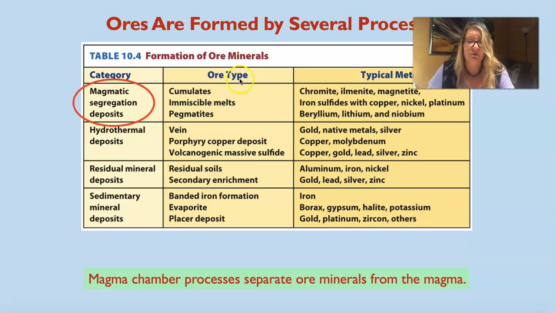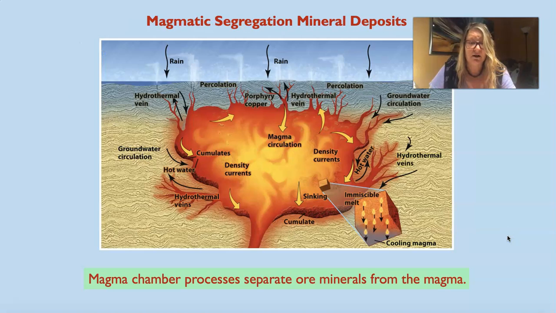And the types of ores we get are things called cumulates, immiscible melts, pegmatites. I'm not going to ask you about that. And then these are some examples of metals. So let's just look at a cartoon here.